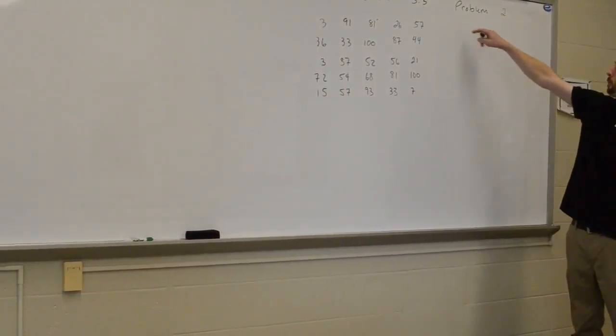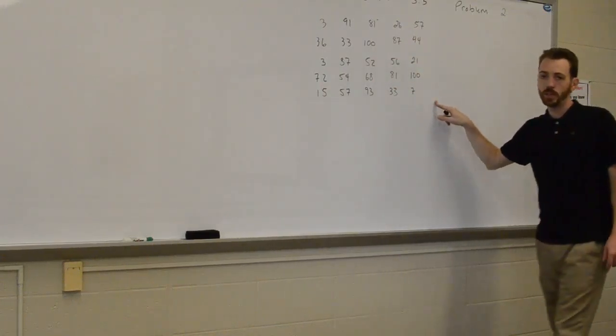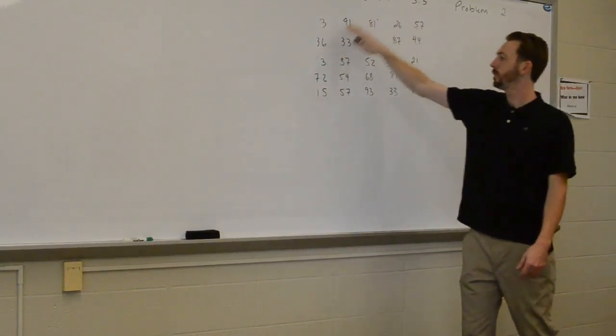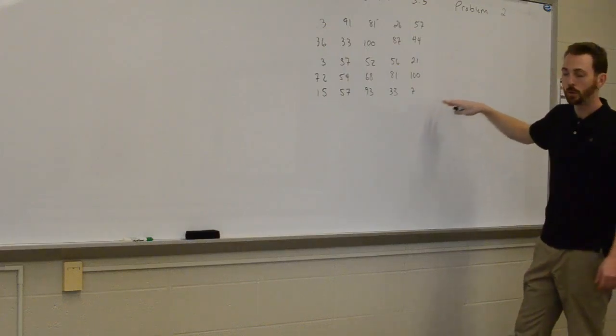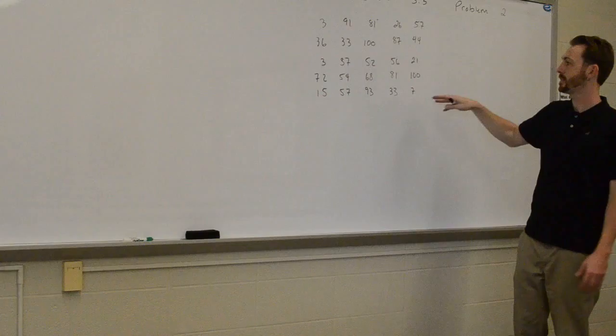You were doing section 5.3, problem number 2. We have a set of data that we need to put together a frequency histogram for. But as we can see, this data is very spread out. So what we're going to do is group our data together, and we're going to group it together in sets of 10.